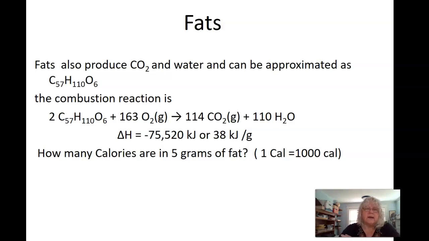So fats can be approximated as C57H110O6. Combustion reaction still, my fuel, which in this case is the fats, plus oxygen goes to carbon dioxide and water. So this has a very different value of delta H. It's 75,520 kilojoules for that reaction, or what works out to be 38 kilojoules per gram. So see if you can calculate how many calories are in 5 grams of fat. How would I make that conversion? It's just a conversion.